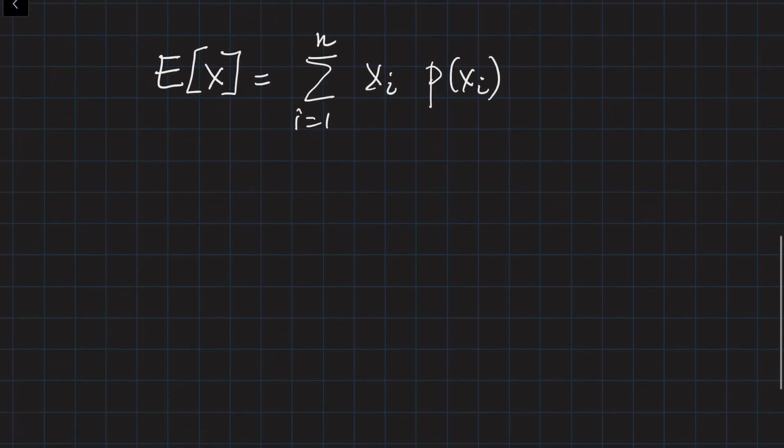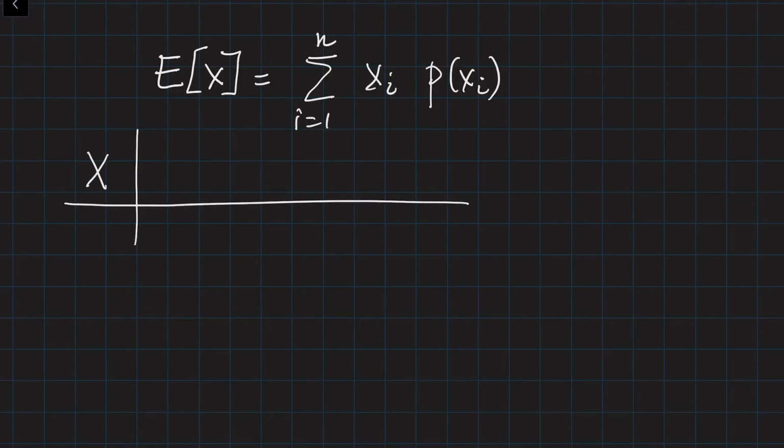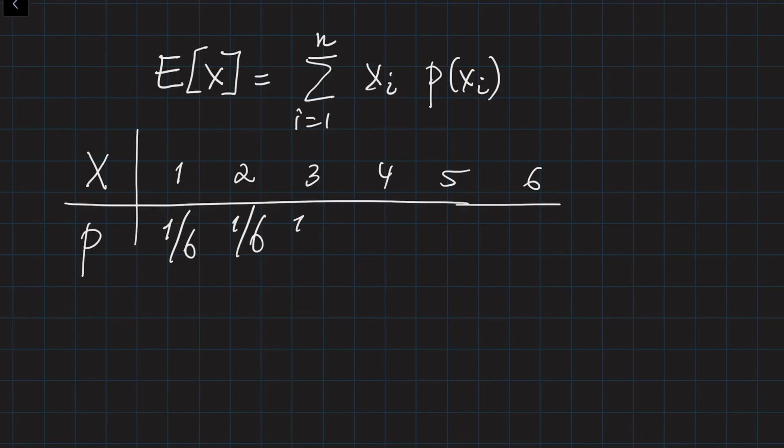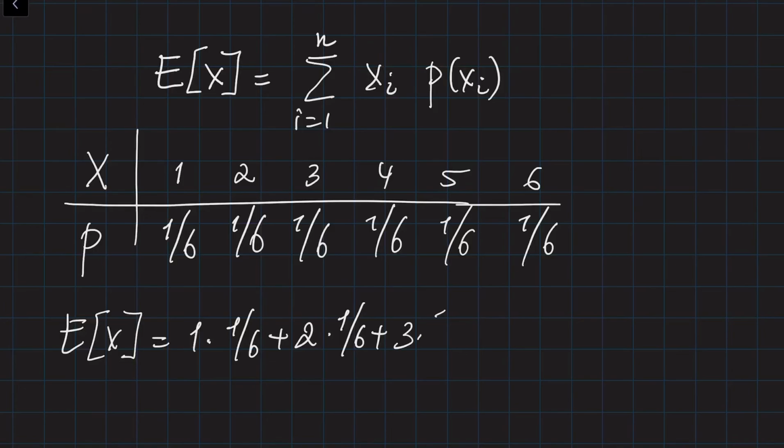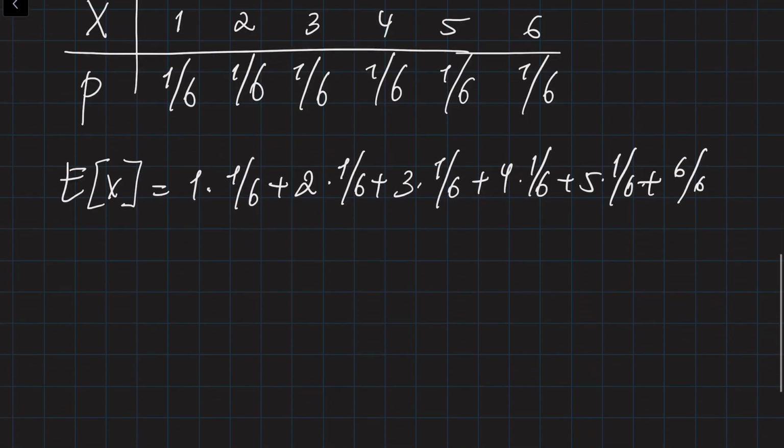So I'm going to find the expected value for our example with rolling a die. So x is going to be 1, 2, 3, 4, 5, 6. And the probabilities of all of these outcomes are equal to 1 over 6. And I would like to find the expected value of x. So the expected value of x is going to be 1 multiplied by its probability 1 over 6, plus 2 multiplied by its probability, plus 3 multiplied by its probability, plus 4, 5, and 6.